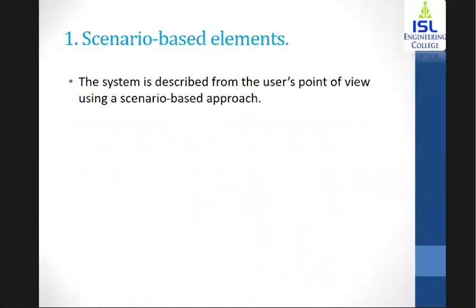Now the first element of the analysis model is the scenario-based elements. By the name itself, scenario, it means that you're going to narrate a story. Within the scenario-based elements, you've already seen the use case diagram. The use case diagram is a scenario-based element. In this, the system is described from the user's point of view, that is, how the user thinks, what the different functions are, and what the different actors are that are going to perform within the system. That is called scenario-based modeling.